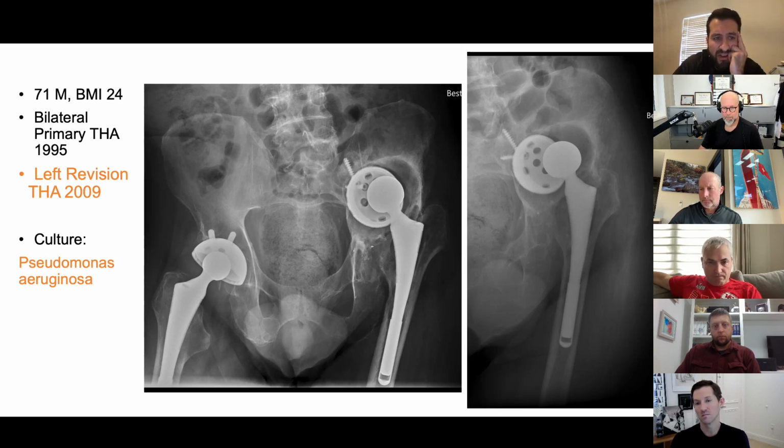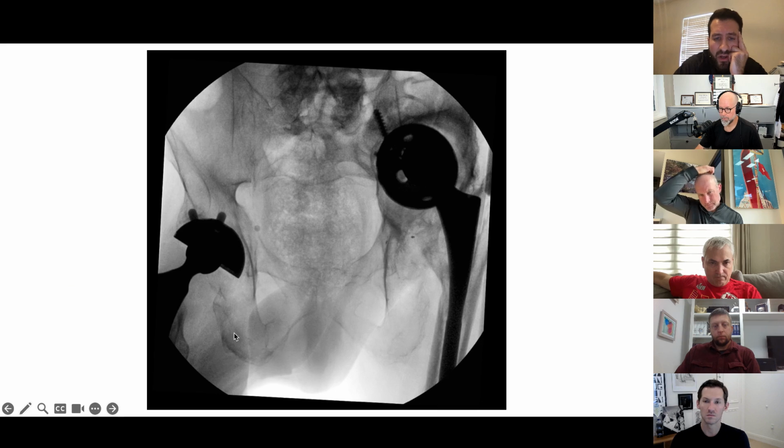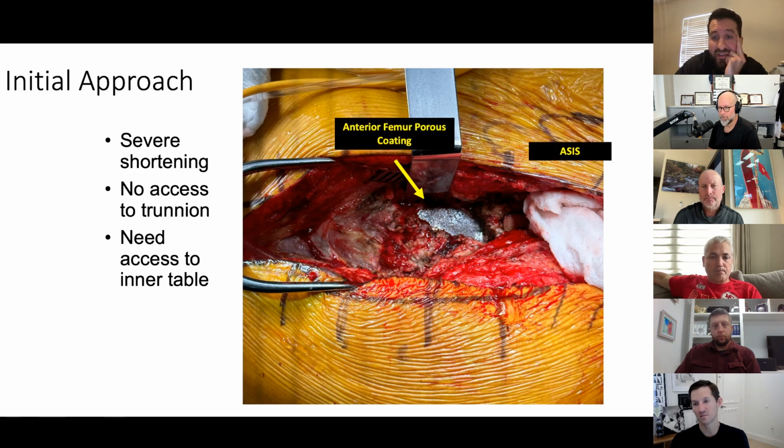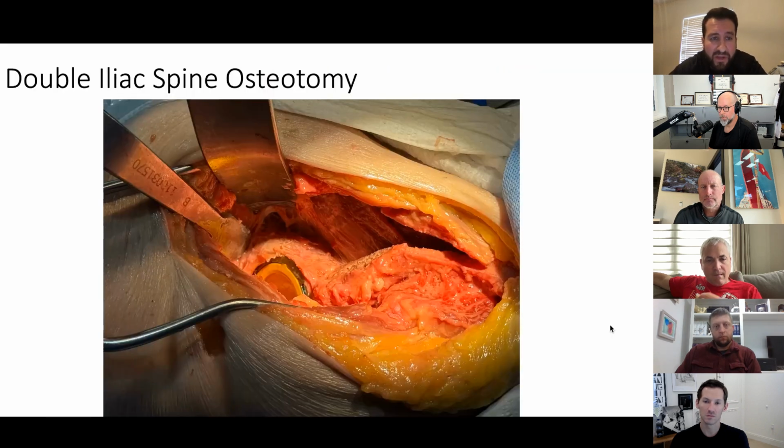So this person's another infection case, bilateral primary hips done many years ago. So I'm going in. If you see the initial exposure, I have a picture there. You're never going to get to this trunnion. That's the anterior coating of his femur, right? So that's where his ASIS is before I've decided to do any work. So I need to access the inner table to even get this dislocated.